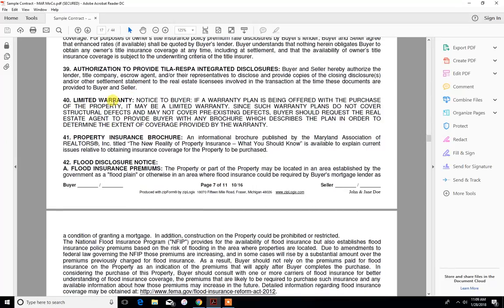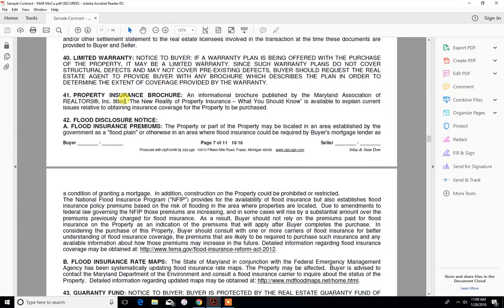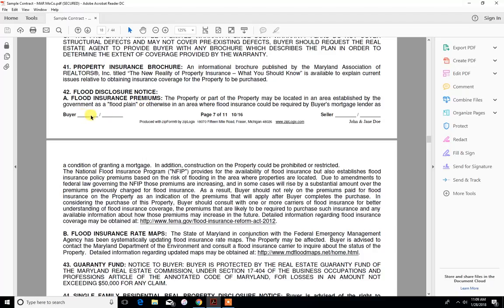If we do get a home warranty, make sure you know what it covers. Homeowners insurance, there's a brochure available online through the Maryland Association of Realtors, which talks about homeowners insurance. You can go grab that if you want. Go ahead and initial here and here, and then we'll go into the flood insurance.